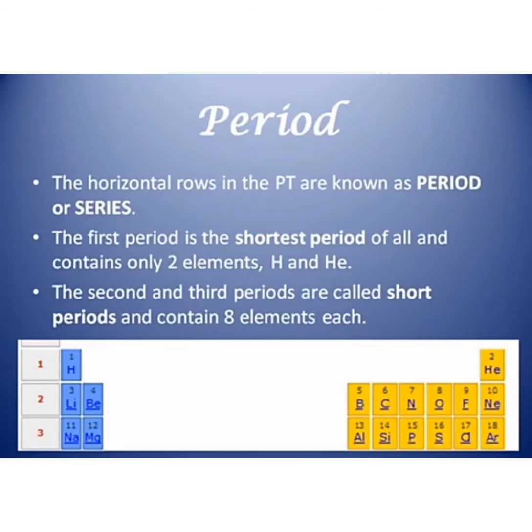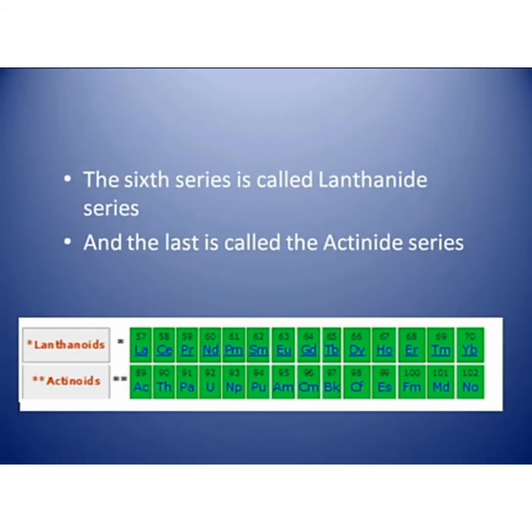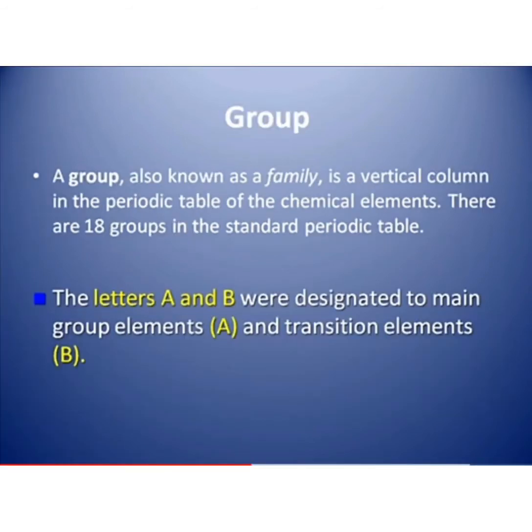The horizontal rows in the periodic table are known as periods or series. The first period is the shortest period and contains only 2 elements. The second and third periods are called short periods and contain 8 elements each. The sixth series is called the lanthanide series and the last one is called the actinide series. They are placed at the bottom of the periodic table.